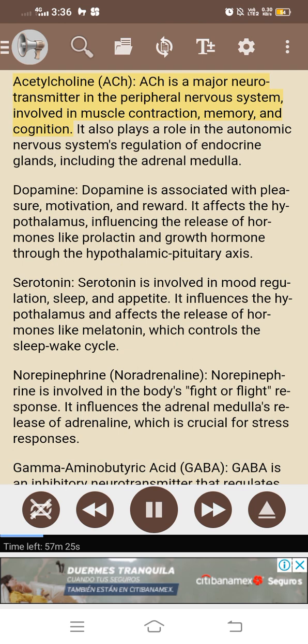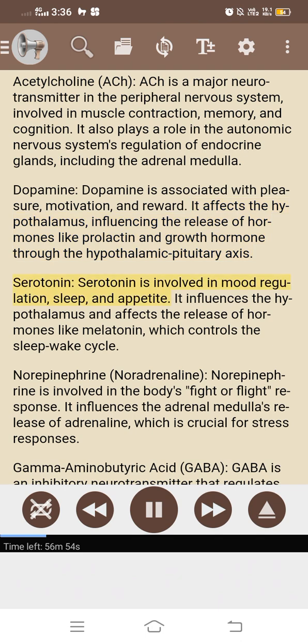Acetylcholine (ACh). ACh is a major neurotransmitter in the peripheral nervous system, involved in muscle contraction, memory, and cognition. It also plays a role in the autonomic nervous system's regulation of endocrine glands, including the adrenal medulla. Dopamine. Dopamine is associated with pleasure, motivation, and reward. It affects the hypothalamus, influencing the release of hormones like prolactin and growth hormone through the hypothalamic-pituitary axis.